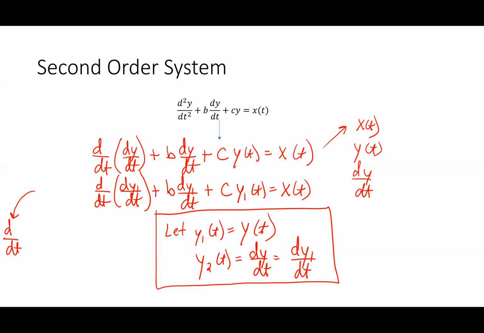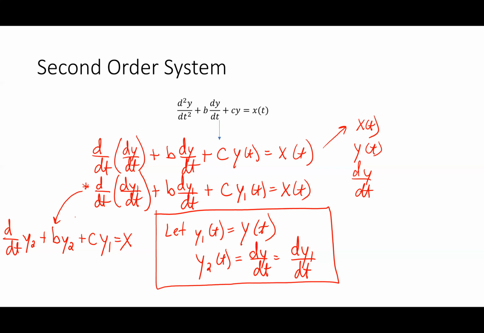So everywhere I have a dy1 by dt, what can I replace that with using these definitions? y2, right? So I can say this is dy2, plus b times y2 plus c times y1 equals x. I'm just removing the of t's here real quick. So in jumping from this line to this line, all I did was plug in the fact that I've made this definition that y2 equals dy1 by dt.